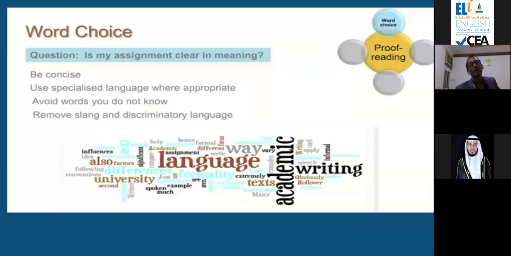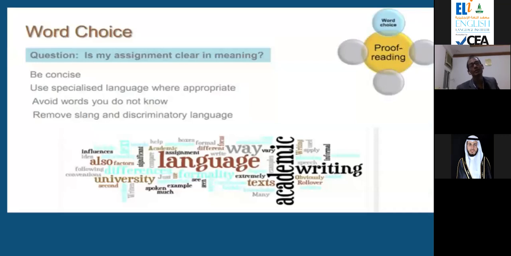So, word choice: you have to be concise. Use specialized language where appropriate. If you're doing scientific research, obviously you have to have science-specific terminologies, all from Greek and Latin, and all those nomenclatures and paraphernalia that you have to use. Avoid words you don't know. Sometimes you endanger yourself into a zone where it's hazardous to misadventure. You're not sure of the word you're using, and you are repeatedly trying to use it, and it's better not to. So it's safer to go for familiar words than going for unfamiliar, unnatural, or alien words for you.